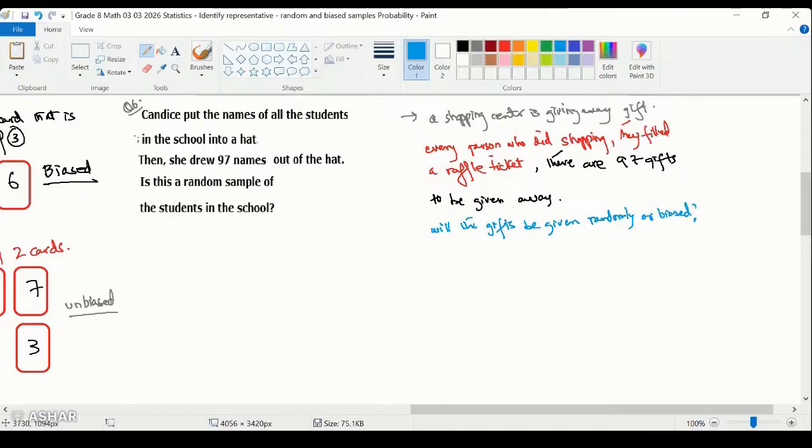If raffles are to be selected, right? We are looking at the shopping center first, right? Maybe thousands of people go into a mall, right? And they buy a lot of things. There's a box there, they put it in the raffle. At the end of the day or at any particular time, what they do is they pick out 97 raffles, right? They have similar gifts, right? Let's suppose they have gift hampers. They have 97 gift hampers. What they want to do is give it to 97 people, right?